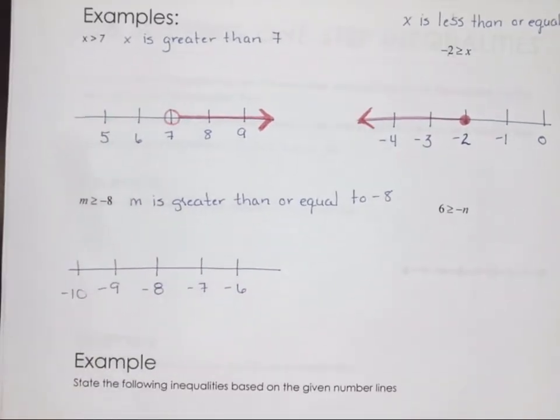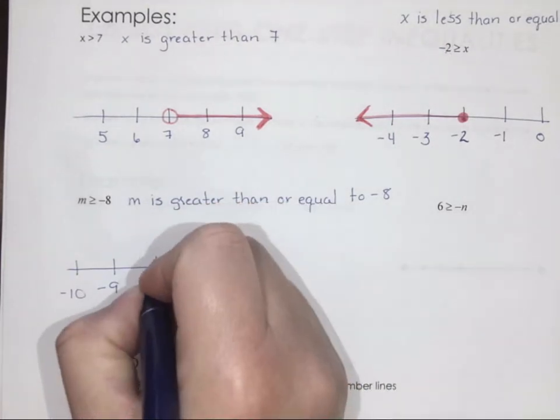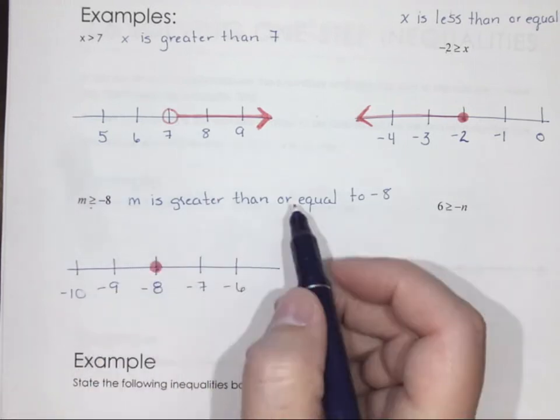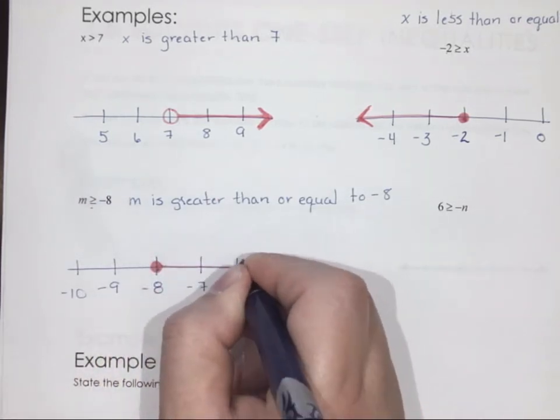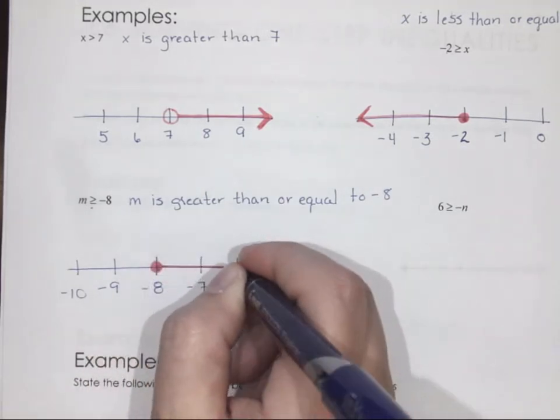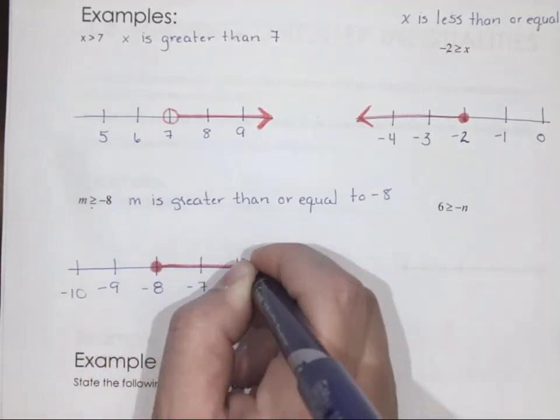Sorry guys, it's hard moving around. So I know my circle is closed, and the reason why I know it's closed is because it has that equal to sign. And M has to be greater, so my arrow goes in the right direction. Make that a little bit thicker.